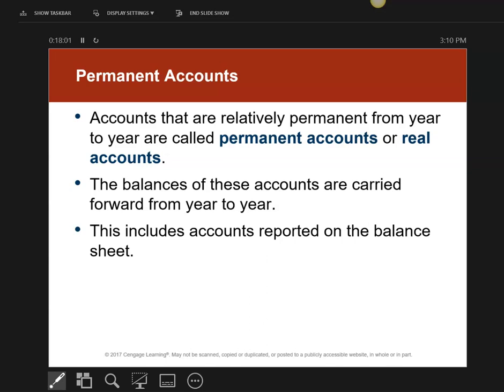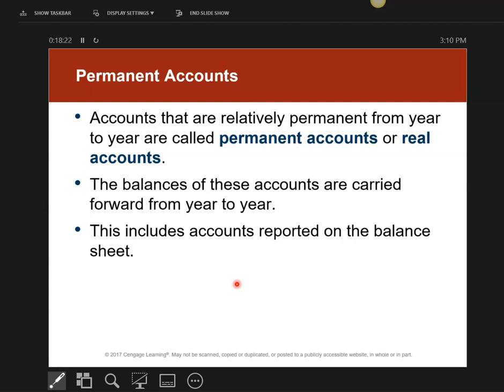Okay, so now we're going to start talking about what we call closing journal entries. These are the last set of journal entries we're going to do in the process, and they are the easiest ones to do because there's only 4 journal entries to do. They're always exactly the same in the same order, and they'll always be the same. So easiest journal entries to do.